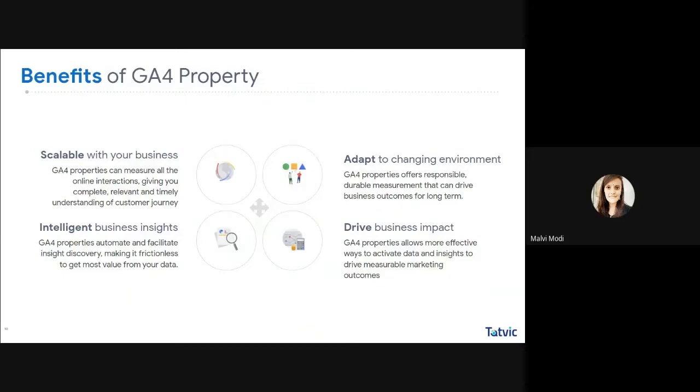First is the scale. It scales with your business. GA4 properties can measure all the online interactions, giving you a complete, relevant, and timely understanding of the customer journey. It measures, unifies, and deduplicates all the interactions people have with your company across devices and platforms. So it gives you a complete, relevant, and timely understanding of the customer journey.